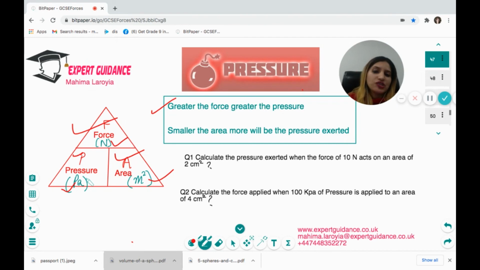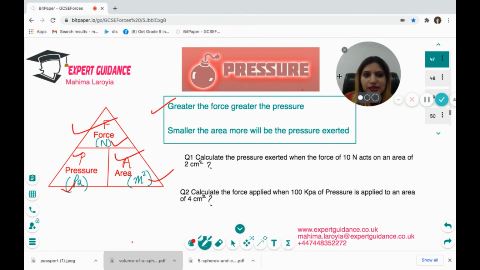In the first question, you can look on the board. They have given you the force of 10 newtons and the area of 2 centimeters squared and ask you to find the pressure. And in the second question, they have given you the pressure of 100 kilopascals and the area of 4 centimeters squared and ask you to find the force. Now you can try these questions, pause this video and take care of the units here. The area is given in centimeters and you need to convert it into meters. Okay, so let us have a look.